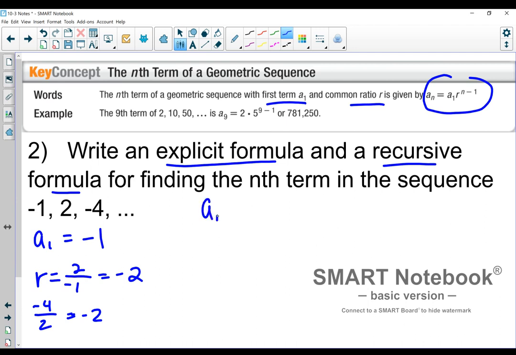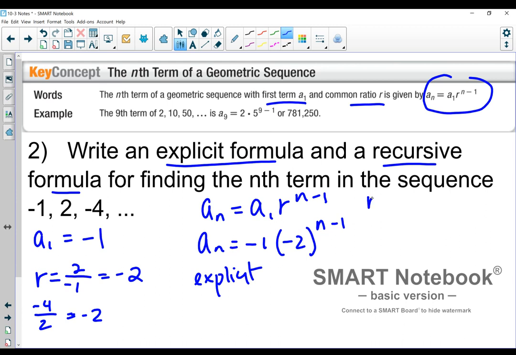So now I'm going to go ahead and write down my formula and plug in my values. A sub n equals A1, which is -1, times R. Notice I'm putting R in parentheses because it's negative. I have to have those. And with arithmetic, we had some simplifying to do. With geometric, we don't. We're just going to leave it this way. So this is my explicit formula.